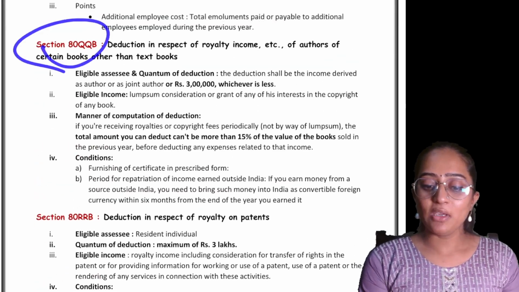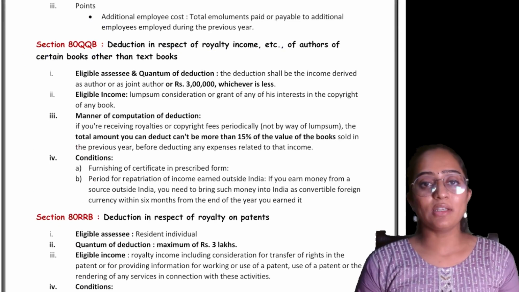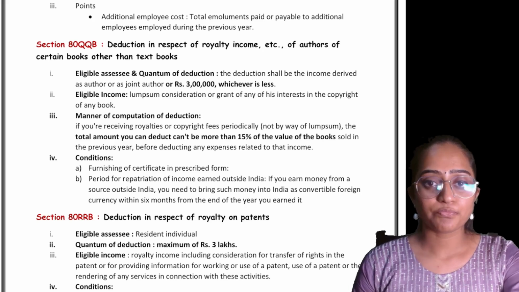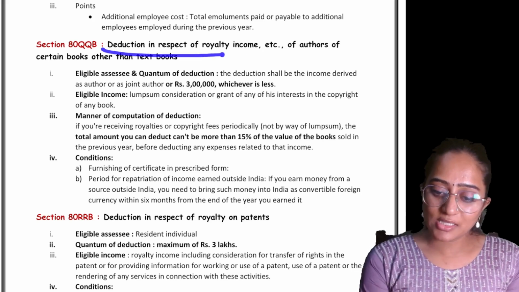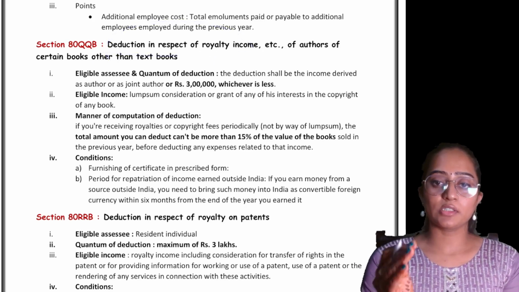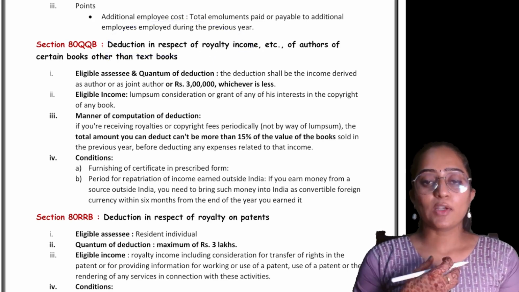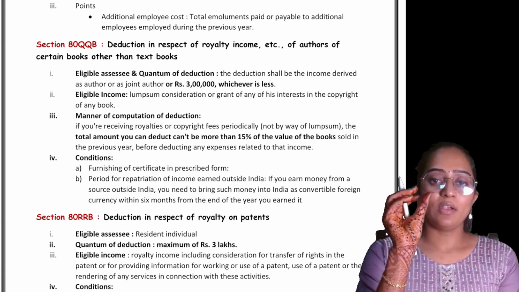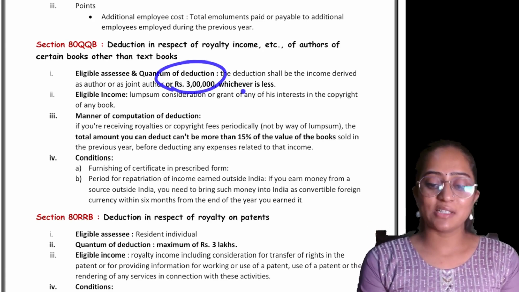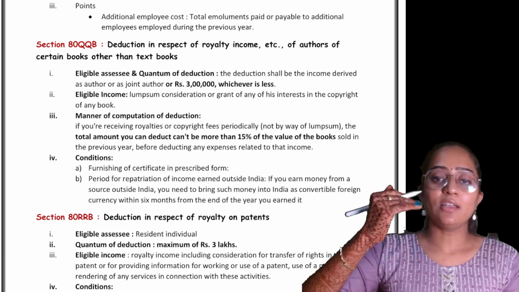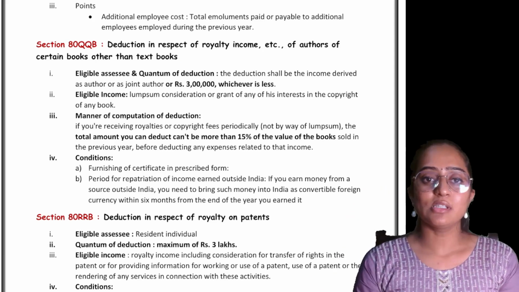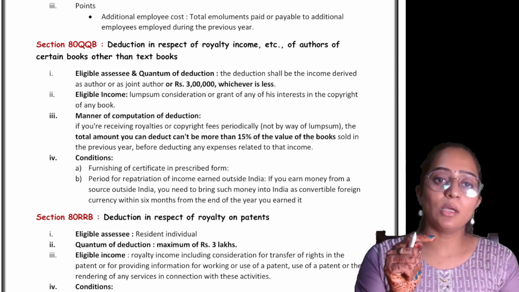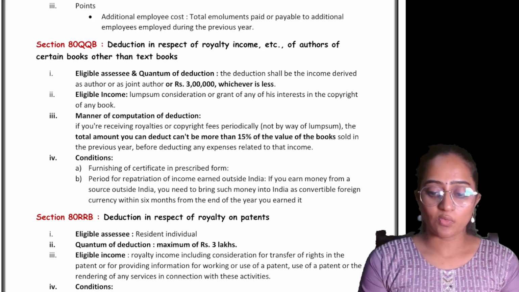80QQB, deductions in respect of the royalty income of authors or certain other incomes. Now, deductions in respect of the royalty income. First of all, the deduction which is available to you is with respect to royalty income that you earn. You will get the expenses deductions also. You will get the royalty income earned or 3 lakh rupees, whichever is less, as your income. First of all, you will add that income under your income from other sources, and then you will take the deduction. That is, the maximum deduction shall be the royalty income or 3 lakh rupees, whichever is less.